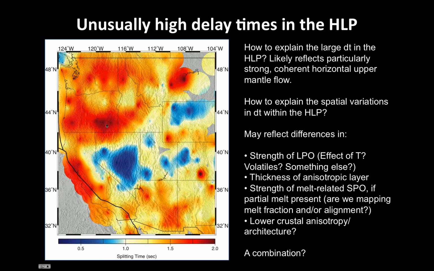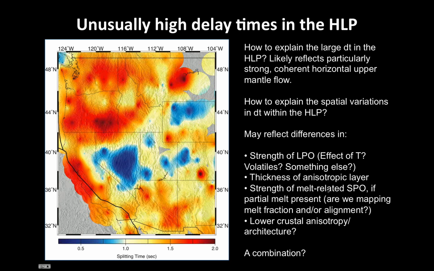But in addition to just explaining the large delay times, we also want to explain these spatial variations that we see, where we have delay times of up to 2.5 seconds right in the heart of the HLP, and then you go a little outside, and they drop off to maybe 1 second to 1.5 seconds. So there are a few ideas. This could reflect differences in the strength of olivine LPO, maybe dependent on temperature or volatile content. Maybe it's the thickness of the anisotropic layer.